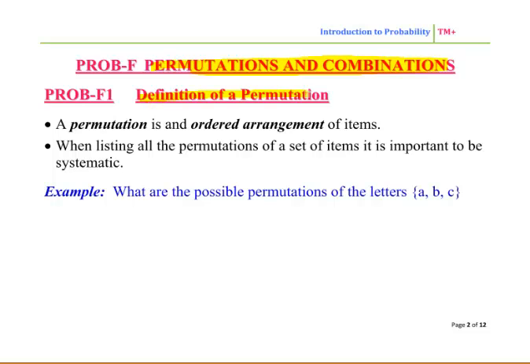Now firstly, let's look at the definition of a permutation. A permutation is an ordered arrangement of items. When listing all permutations of a set of items, it's important to be systematic.